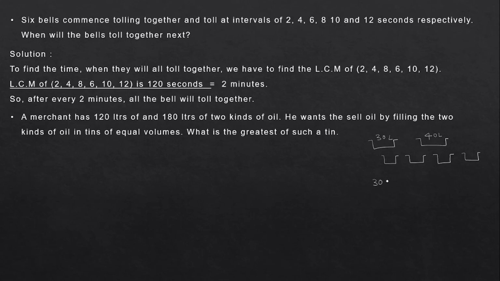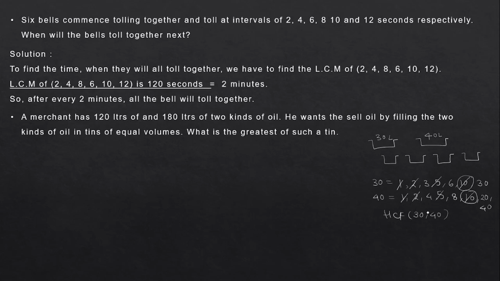And what should be the greatest size of such a tin which can hold 30 liters and 40 liters together? Now 30 liters can be contained in a container of 1 liter also, 2 also, 3 also, 5, 6, 10 and 30. Correct? Likewise, 40 liters can be contained in 1, 2, 4, 5, 8, 10, 20 and 40. Of all the different combinations, which are the common ones? They can be contained in 1 or 2 or 5 or 10. And out of all of them, which is the greatest? That is 10. What is 10? It is nothing but the HCF of 30 and 40.